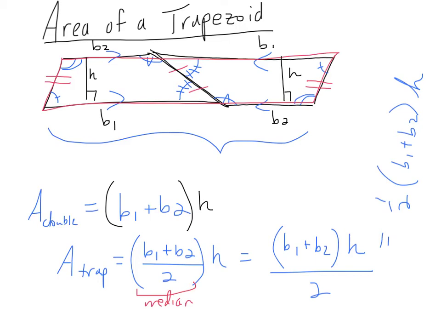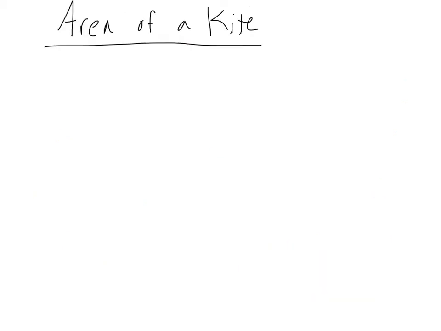And we'll get further into this, but remember, we're just exploring formulas for now. All right, so cool. The area of a trapezoid, we turned it into a parallelogram. We know the area of a parallelogram is base times height. And voila. And now for the area of a kite.